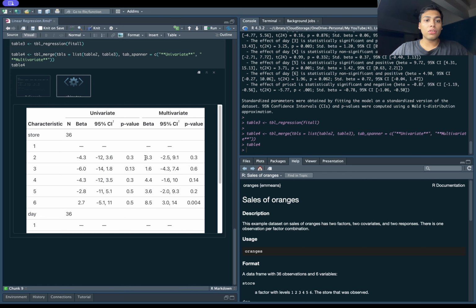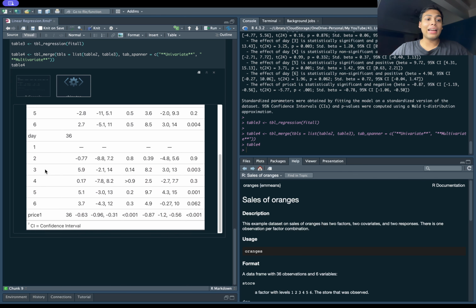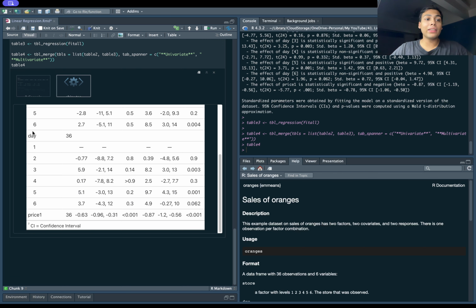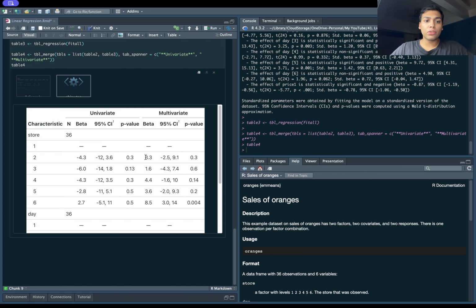So when the day and the price were kept constant, that's how you interpret multiple models, keeping the other variables constant. Store 2 outperformed store 1, pardon me, but the result is not significant. Only store number 6 has outperformed store number 1, and this is significant, p value 0.04. All other stores, as compared to store 1, performed relatively the same in terms of number of sales, keeping the day and the price constant.